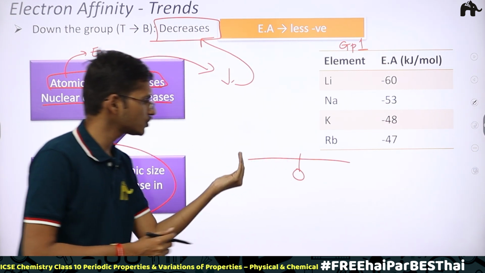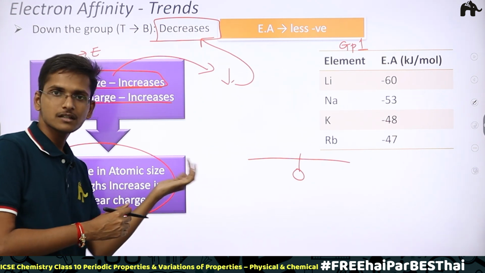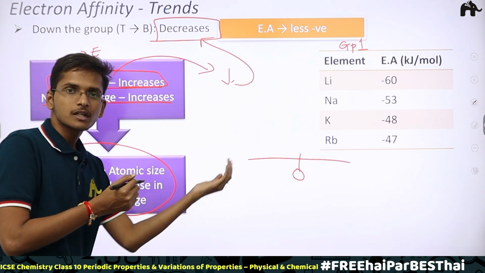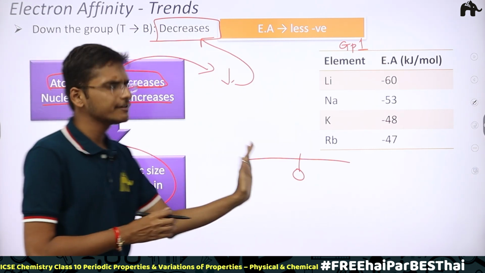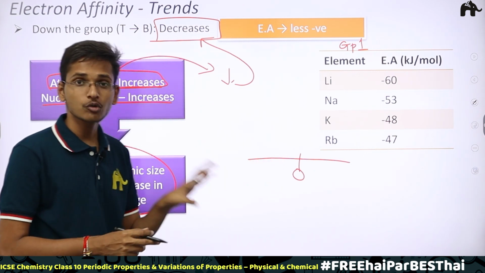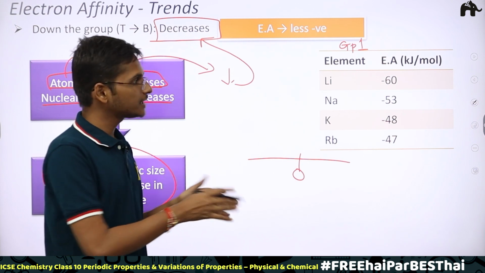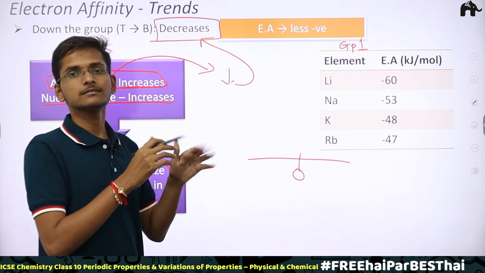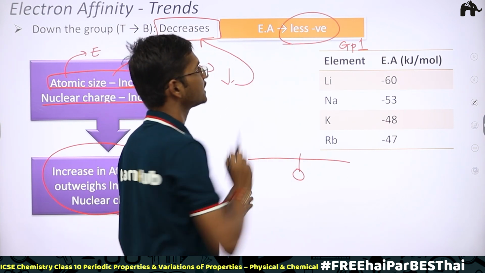Okay, if they are approaching negative values, we can say that they are becoming more and more negative. So that's why we are just saying that they are becoming less and less negative. So we can conclude from this that electron affinity values, when we move down the group, not only decrease, but they also become less negative.